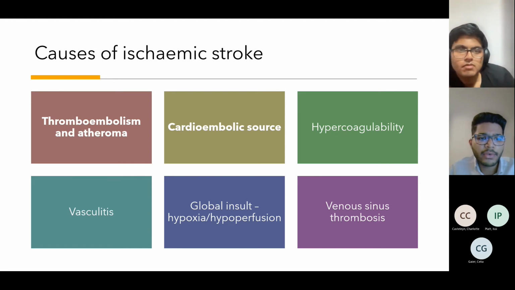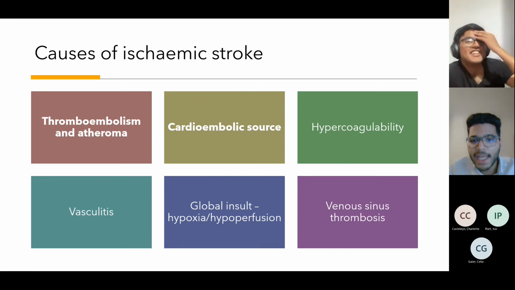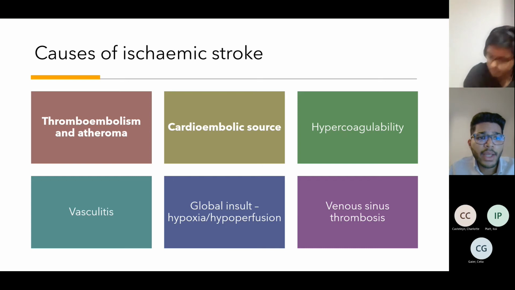Vasculitis, which is Anush's favorite thing to read about, can cause vessel disease anywhere and can lead to strokes. A global insult, so if somebody has a cardiac arrest, you might not think of that as an ischemic stroke, but actually the brain is incredibly sensitive to hypoxia. And you've got these things called watershed areas, which is where the blood supply changes from one territory to another. And those areas are particularly susceptible to infarct.